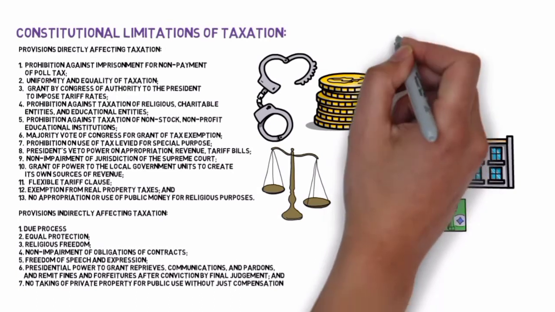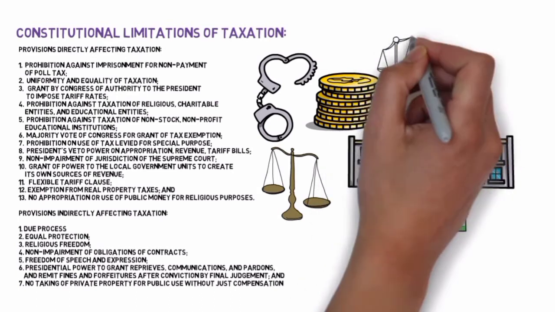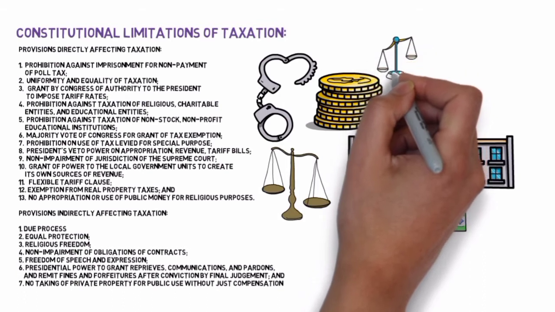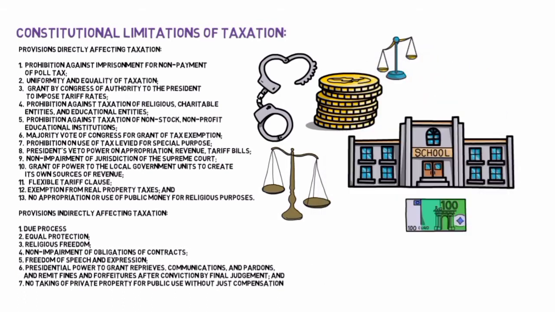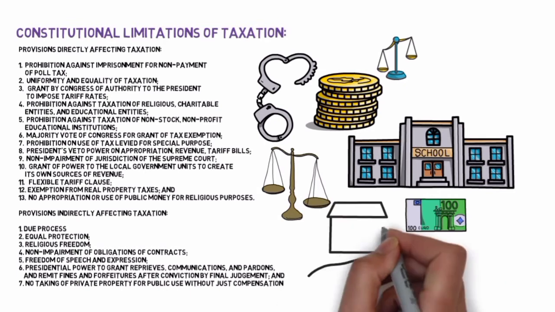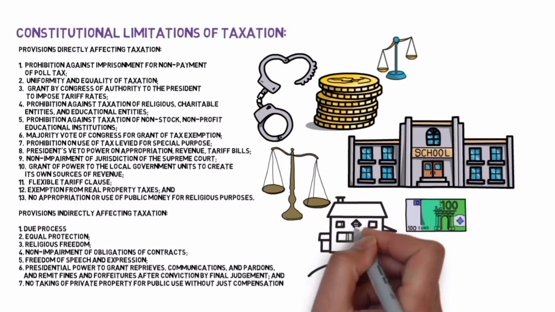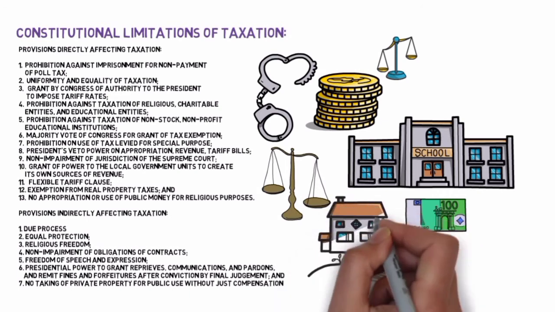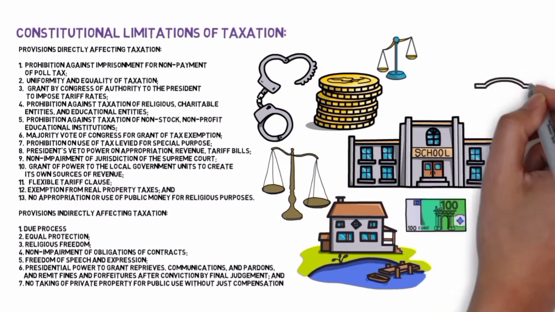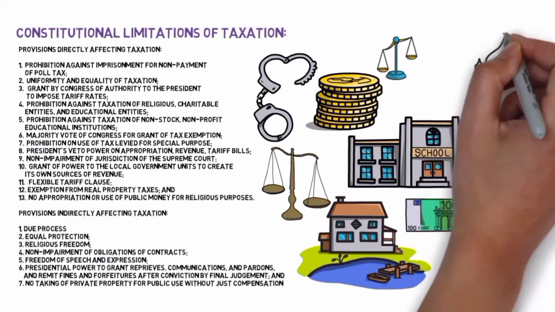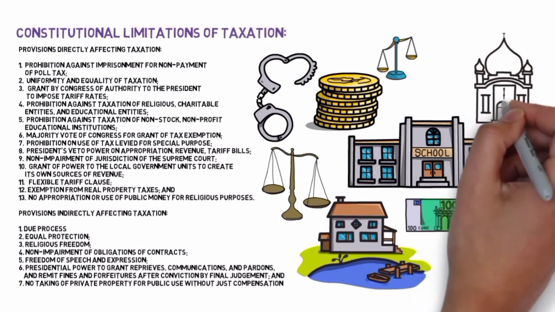8. President's veto power on appropriation, revenue, tariff bills. 9. Non-impairment of jurisdiction of the Supreme Court. 10. Grant of power to the local government units to create its own sources of revenue. 11. Flexible tariff clause. 12. Exemption from real property taxes, and 13. No appropriation or use of public money for religious purposes.